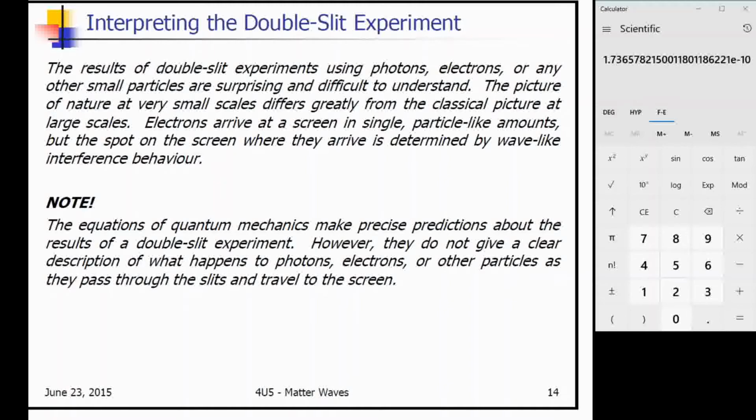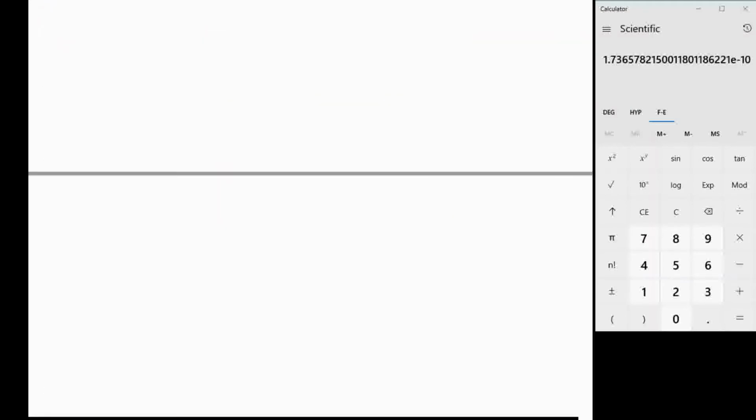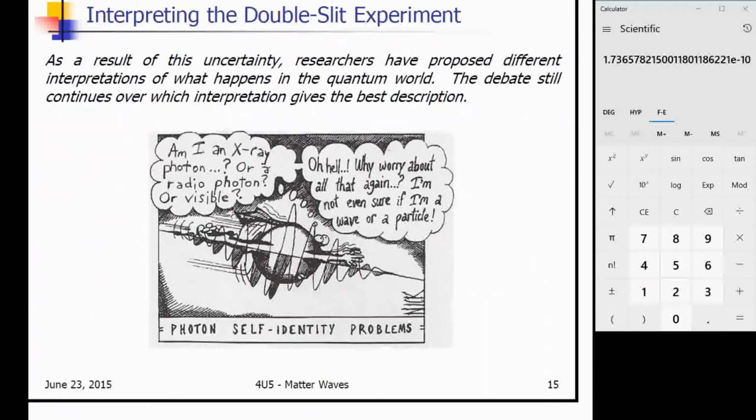I want you to copy that note down because that gets us into our interpretation of these results. And this is a big part. This is another one of those unanswered questions in physics. So this slide here has a little cartoon as well.